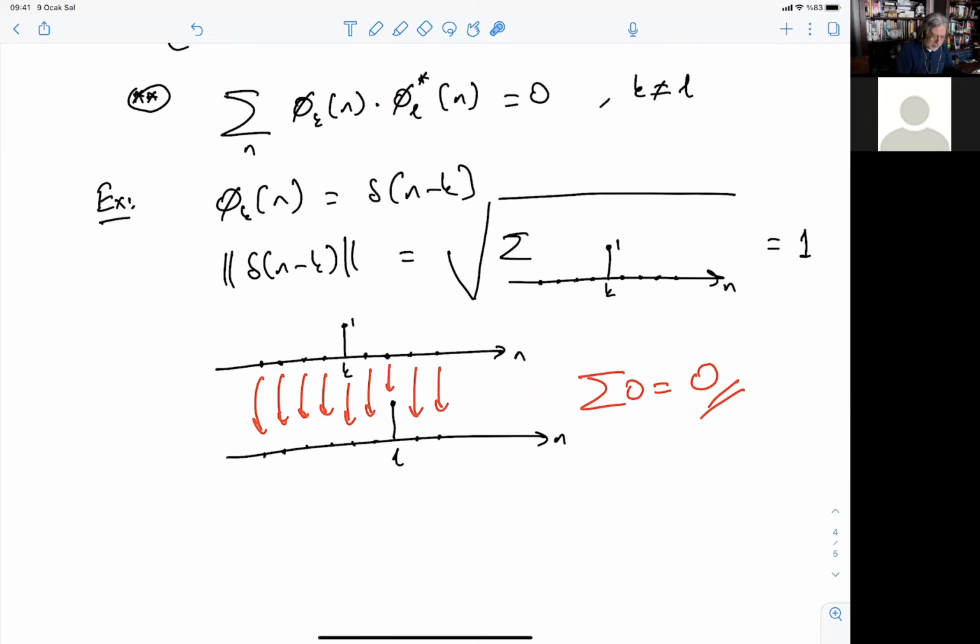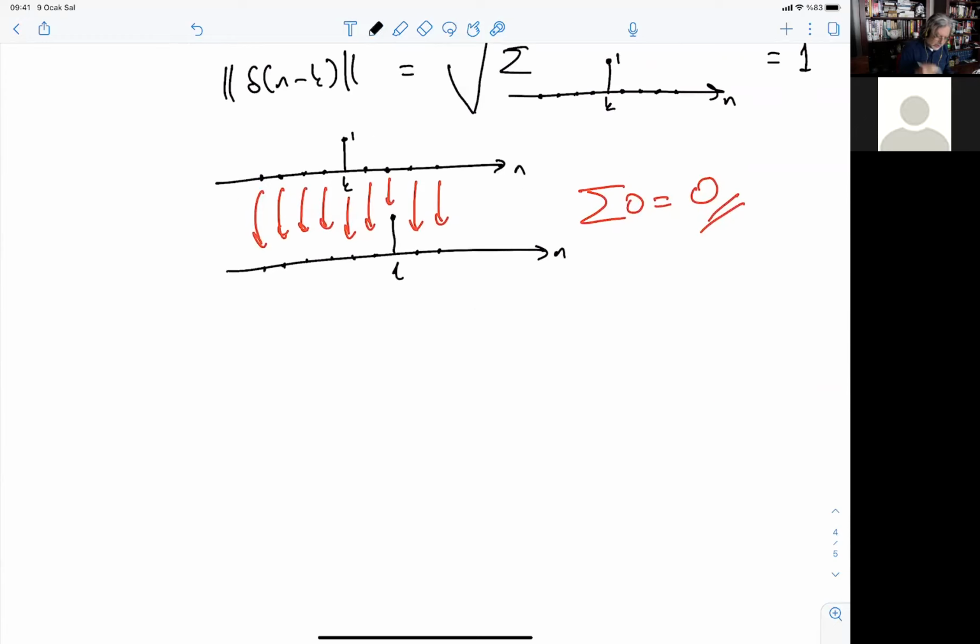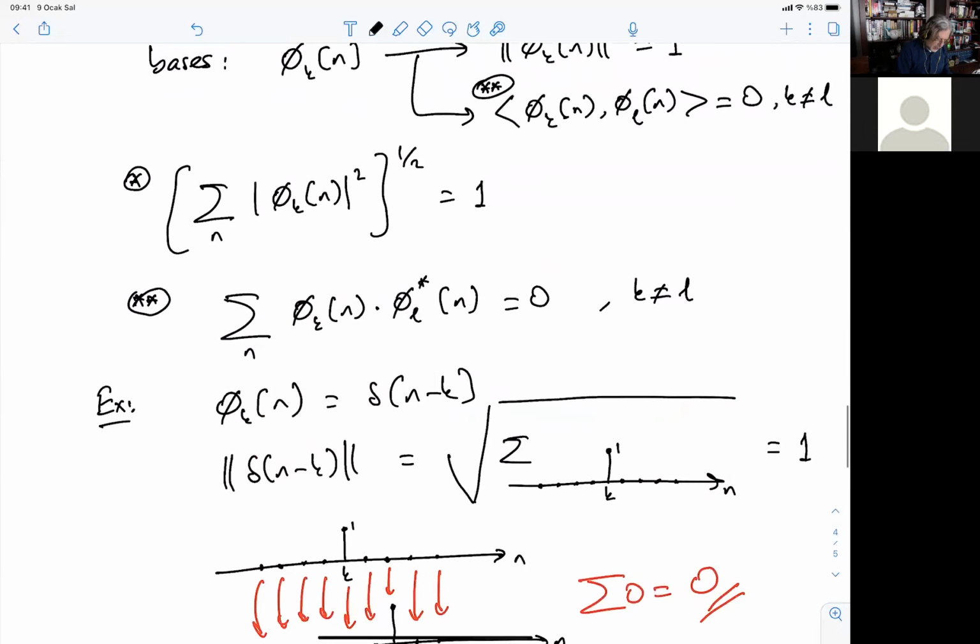And clearly, the time basis of delta, the impulse function, is an orthogonal set of bases. But do we have other sets of bases? And how can we further analyze these coefficients?